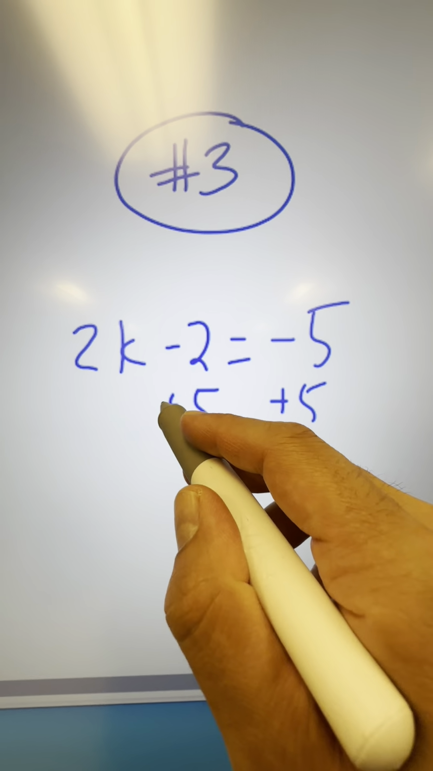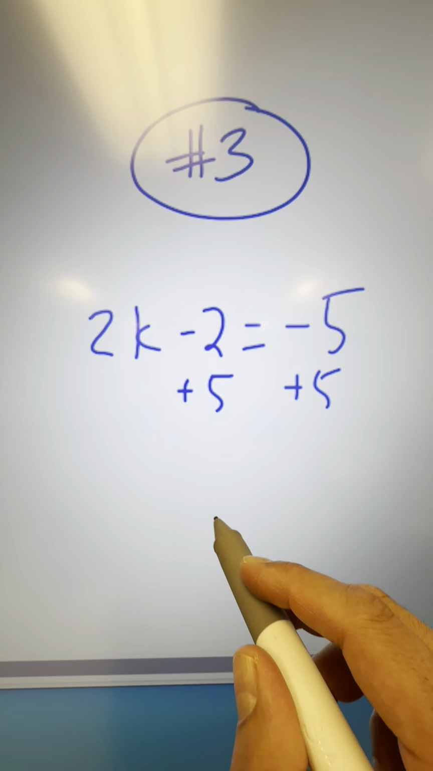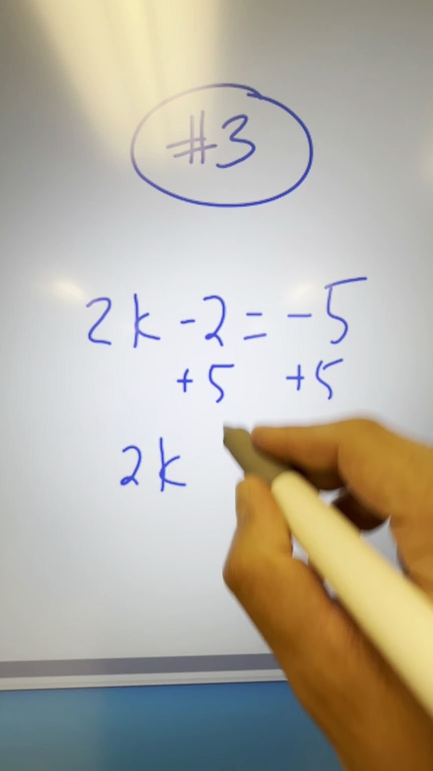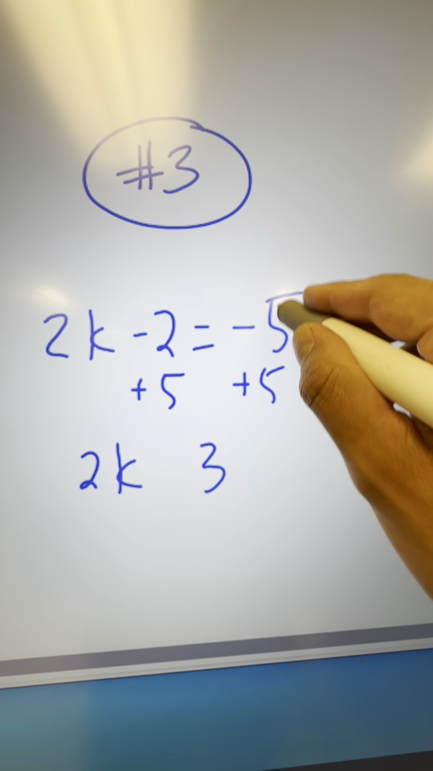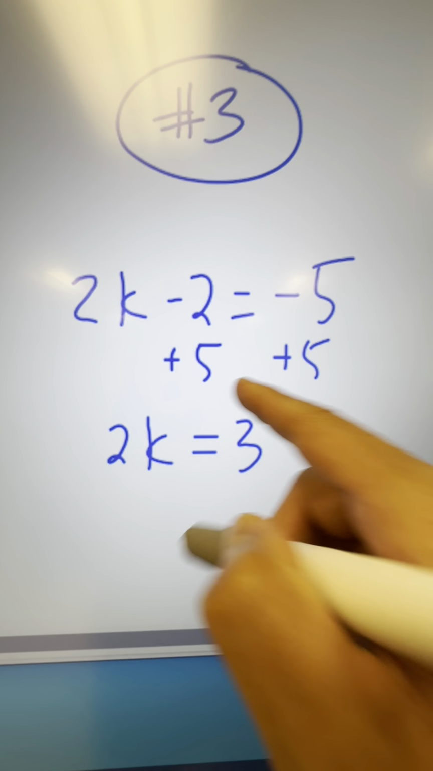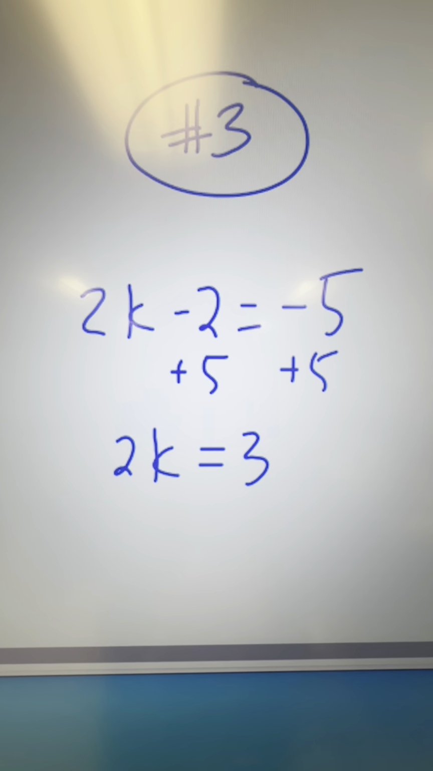They'll add 5 to both sides, which is nothing wrong with this step. But when it comes to simplifying, they'll get 2k. When you combine this, you're going to get 3. And this comes out to be 0. But instead of putting here 3 and a 0 here, they put the equal sign here, which is incorrect.